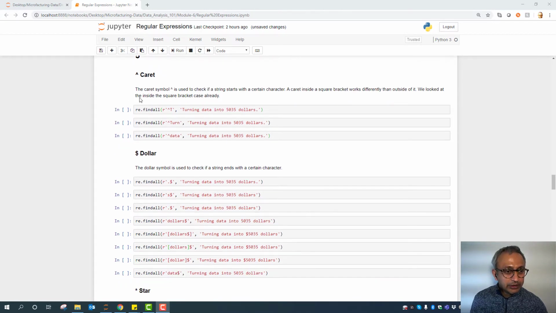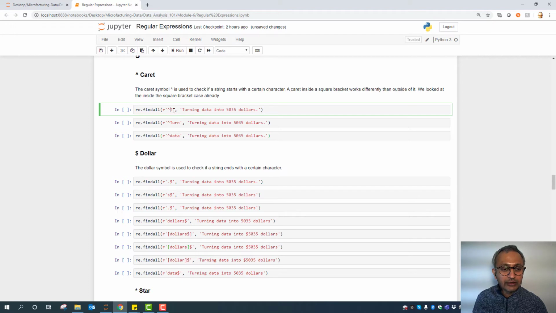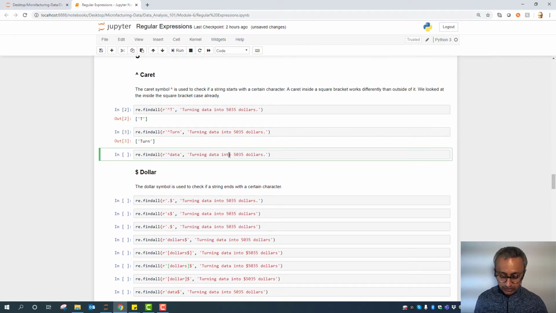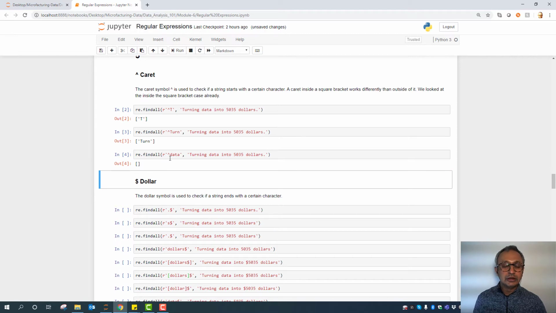So moving on, there is this caret, which you can use at the start. If you use the caret before a character, it's going to match any pattern in the string which starts with a T, for example here. If the test string which you provide to this pattern starts with a T, it's going to say yes, it found it. Does it start with TURN? Yes, it found it. Does it start with data? Of course not, so it didn't return anything.